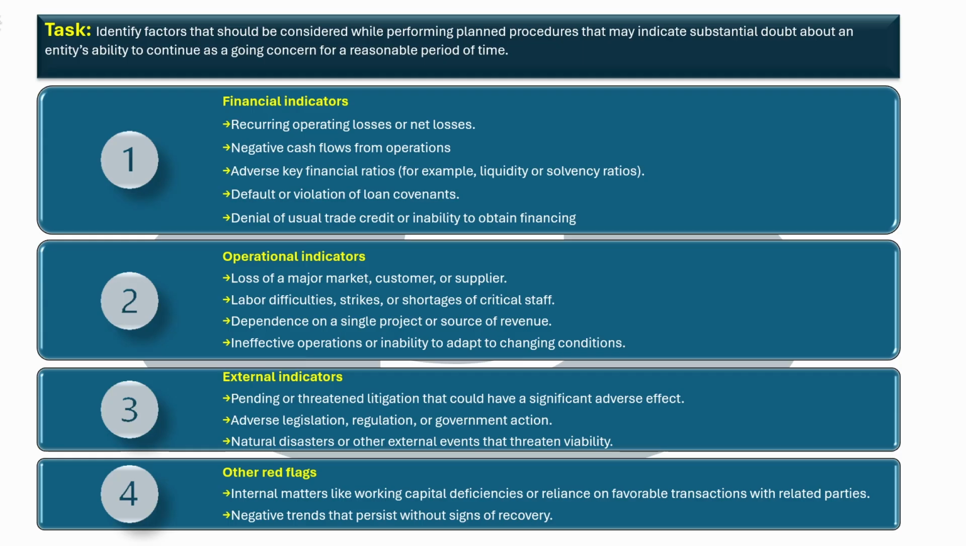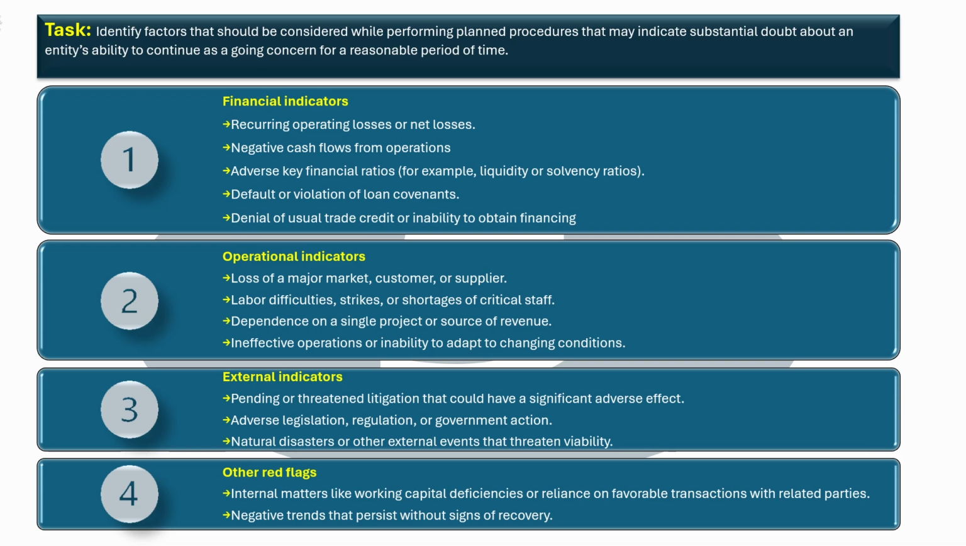1. Financial indicators. Recurring operating losses or net losses. Negative cash flows from operations. Adverse key financial ratios, for example, liquidity or solvency ratios. Default or violation of loan covenants. Denial of usual trade credit or inability to obtain financing.